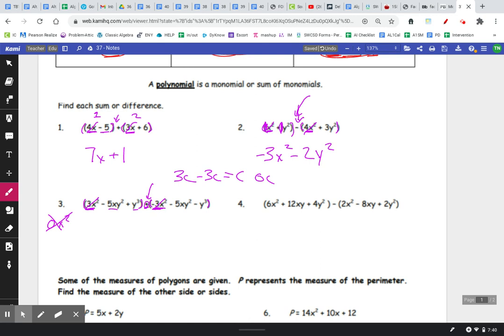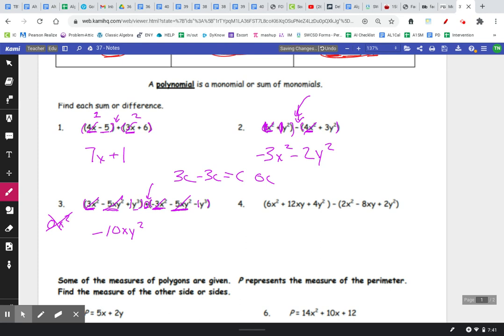My next term I'm looking at here is a negative 5xy squared, and I see another term that has xy squared. So these are alike. It's not the 5 that makes them alike. It's their variables and exponents. They both have xy squared, xy squared. Negative 5 plus negative 5 is negative 10xy squared. I leave the variables and the exponent alone. That's what made them similar. I leave them that way. Done.